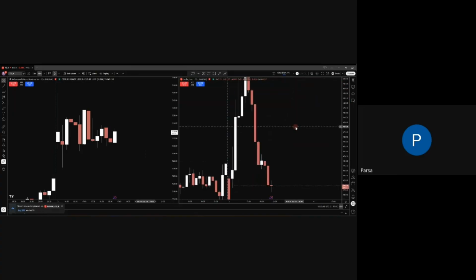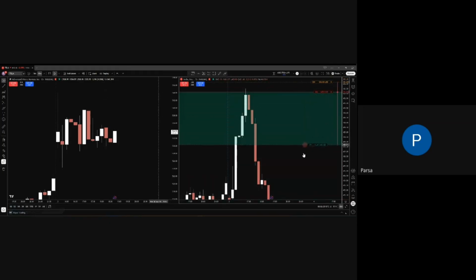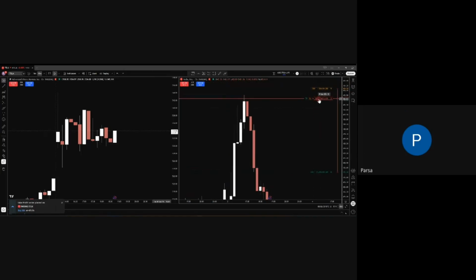And then I'm looking at where we had the breakout. The breakout happened here actually. If we look here, the breakout was here. So my TP is going to be somewhere here. Okay, so that was something that I caught today.